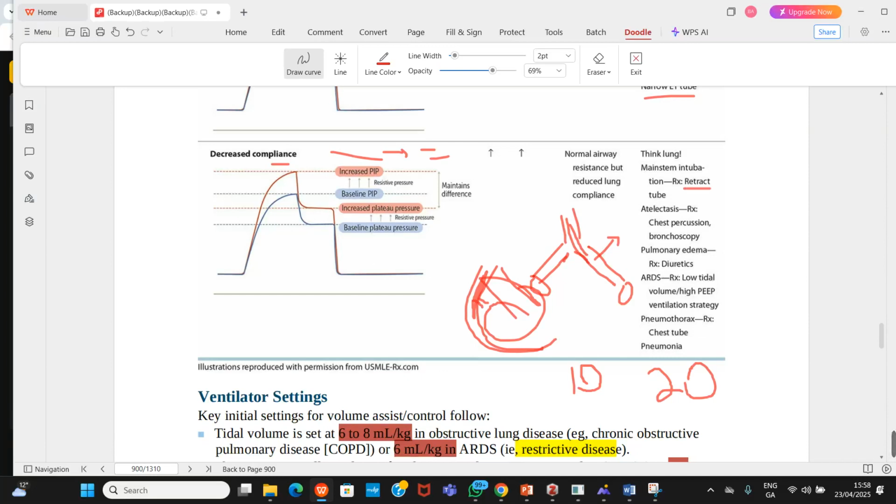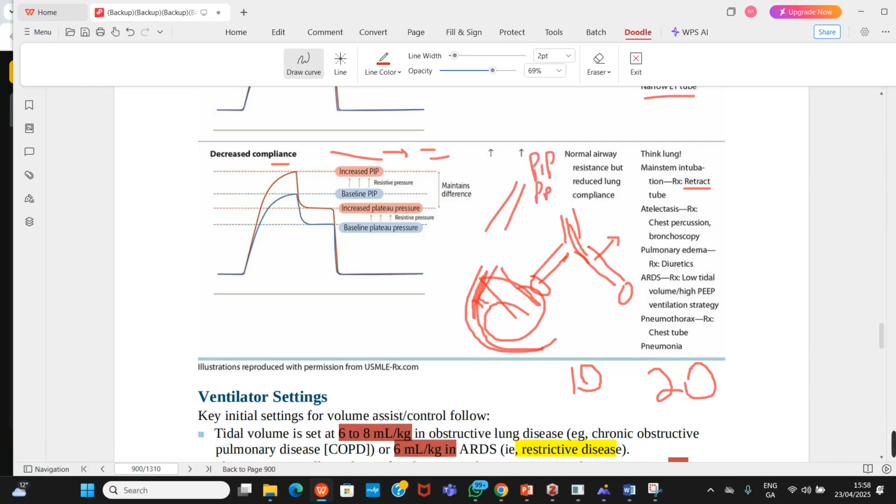And what will happen to this lung? Anybody know what will happen to this lung? If there's nothing delivered, it will collapse. What do you think will happen to the compliance? How would you say what the compliance of a collapsed lung is? Is it increased or decreased? A collapsed lung?